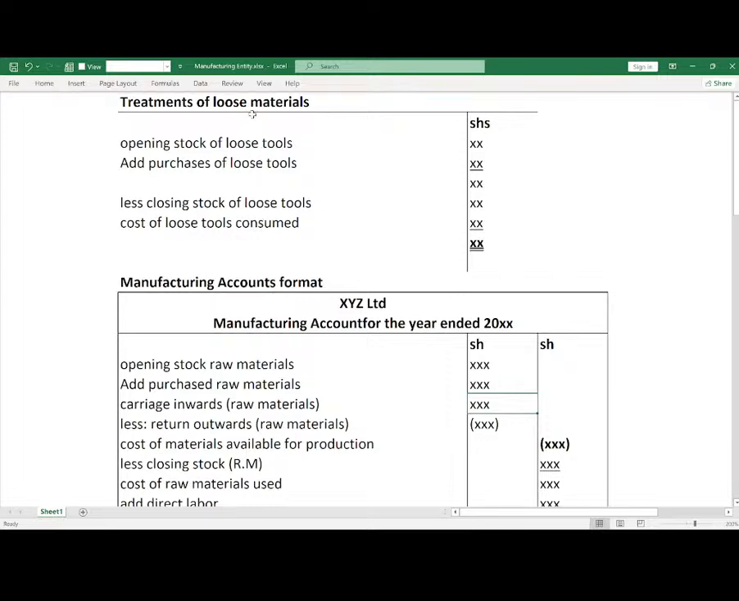So this is the treatment of loose materials. We start with the opening stock of loose materials, which is an amount on the side. Then we add the purchases of loose materials. We add the total, then we less the closing stock of loose tools, and then we obtain the cost of loose tools consumed. So this is how we treat the loose materials or loose tools. I can give you a minute to take a screenshot of that.